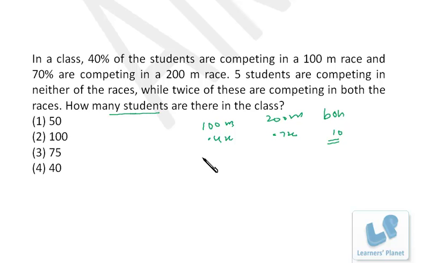Now we know the formula. A union B is equal to A plus B minus A intersection B, right? So the total number of students that we have assumed is X. Out of them, 5 are not participating. That means this must be X minus 5, right? Now that is this plus this, that is number of elements in A plus number of elements in B minus number of elements in A intersection B. So that's 0.4 plus 0.7, 1.1X minus 10, right? So 0.1X is equal to 5, that means X is equal to 50, the total number of students. Okay.